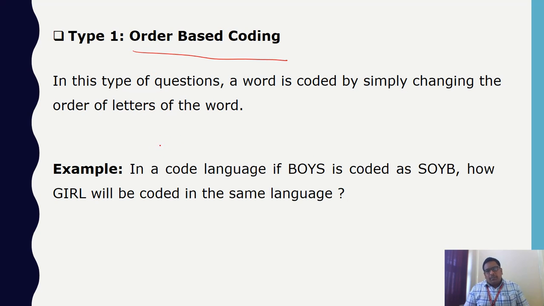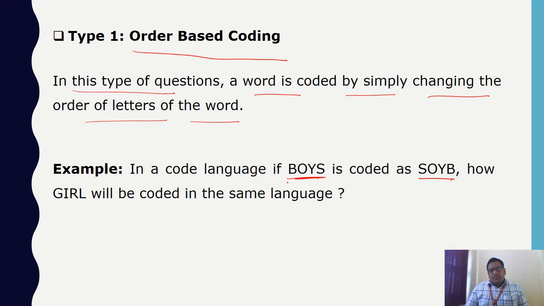So what do you mean by order based coding? As the name itself suggests, in this type, a word is coded by simply changing the order of the letters of the word. Whatever is the given word is called the given word, and whatever is coded is called the code word. Whenever you see an example with a given word and code word, what are the things you have to check? First, check how many letters they have. The given word has 4, the code word has 4.